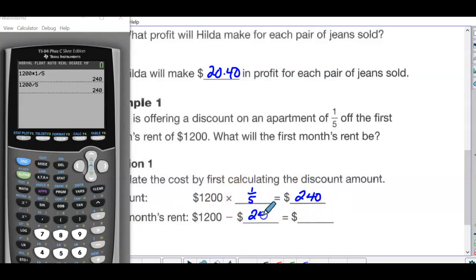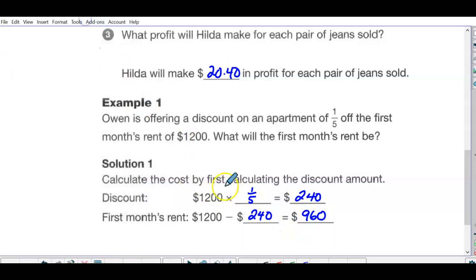So we want to subtract that from the regular rent, and so that's going to be $960. Now a little bit faster way, because all it is asking for is the first month's rent. So again, think about it: you are going to pay this, and if you're taking 1/5 off, you'll end up paying 1 minus 1/5, which will be 4/5 of the price.